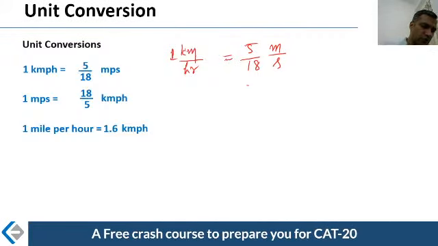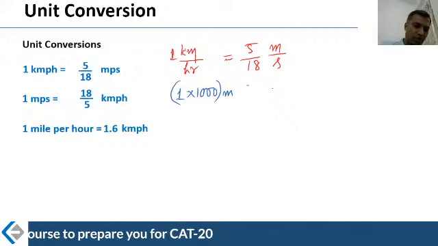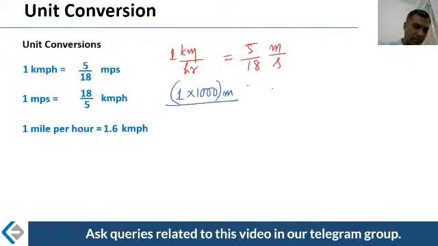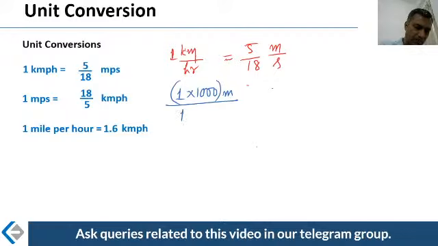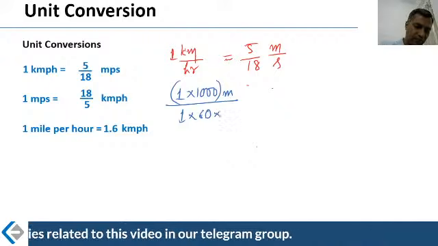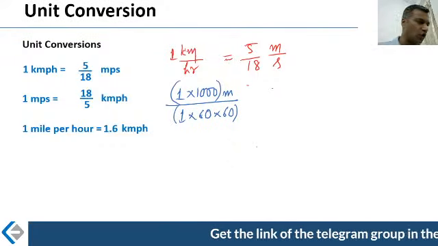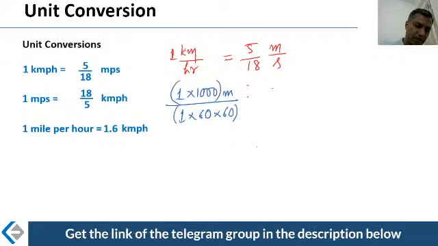What does it mean? 1 kilometer is nothing but 1000 meters. If I convert this to meters, this is the numerator. What about 1 hour? An hour is nothing but 60 minutes, and each minute is 60 seconds. So this is what you are simplifying: 1000 divided by 60 into 60. When you resolve it, the result becomes 5 by 18.